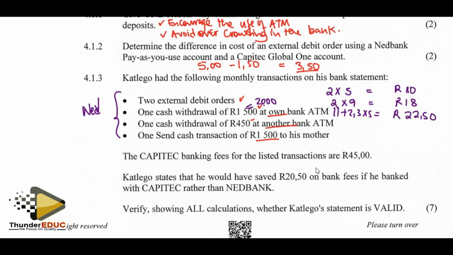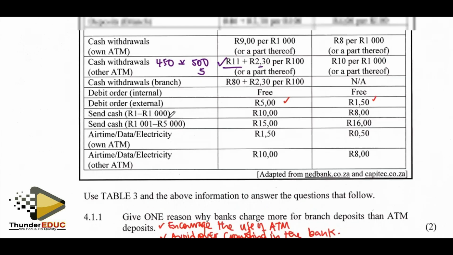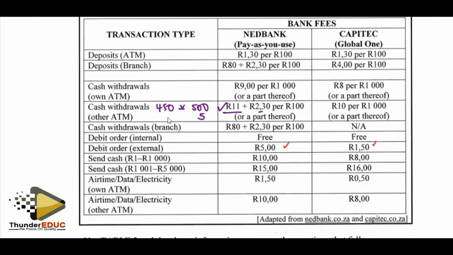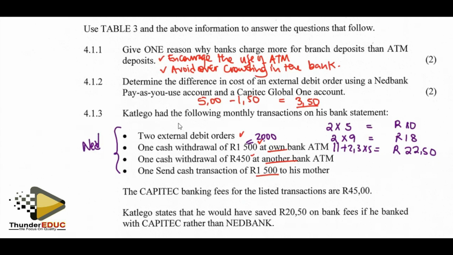Then he has a cash send of 1,500. They will say how much is the cash send. A cash send of 1,500 belongs here. He paid 15 rands. One cash send of 15 rands. Let's add everything up: 10 plus 18 plus 22 rands 50 cents plus 15. You end up having 65 rands 50 cents. This is for Nedbank.